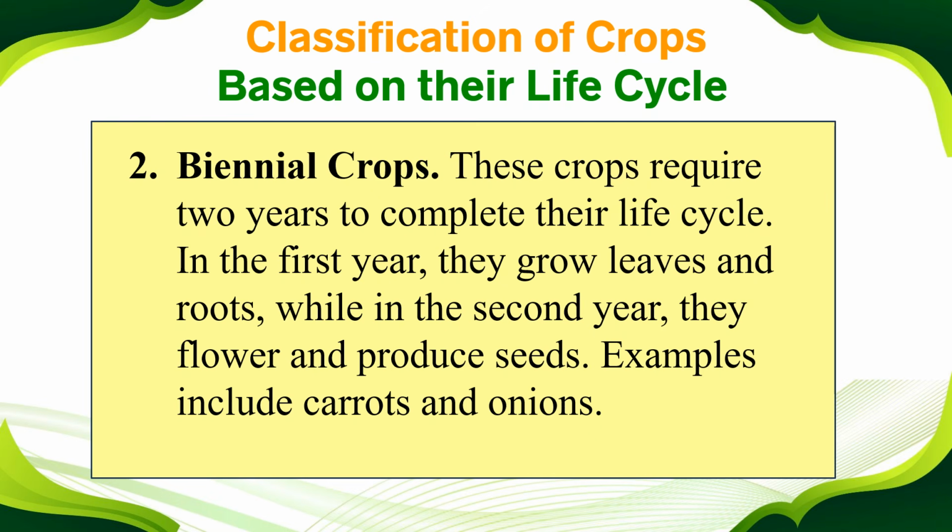Next is the biennial crops. These crops require 2 years to complete their life cycle. In the first year, they grow leaves and roots, while in the second year, they flower and produce seeds. Examples include carrots and onions.